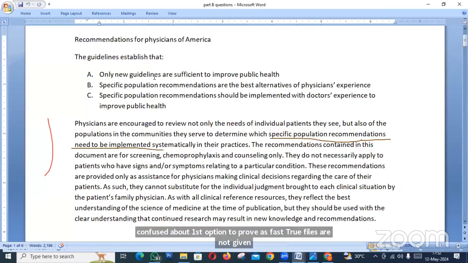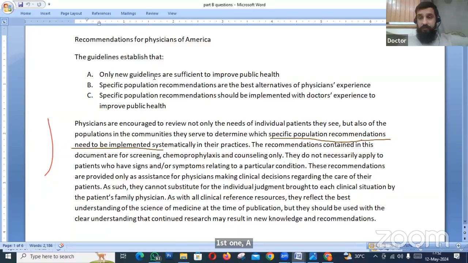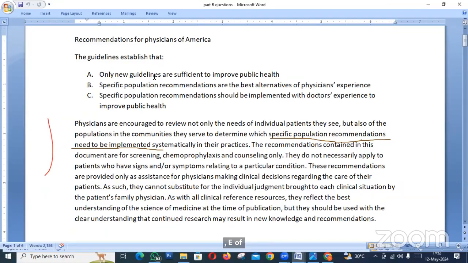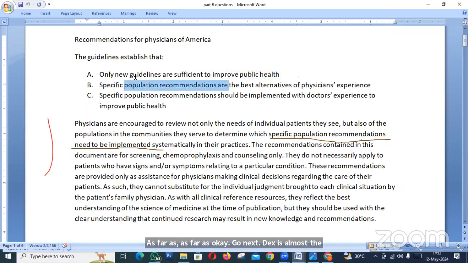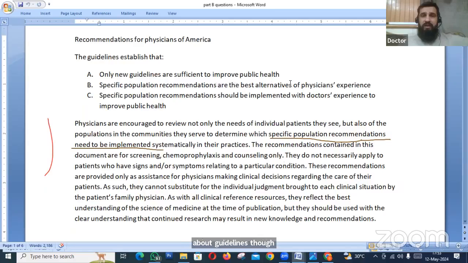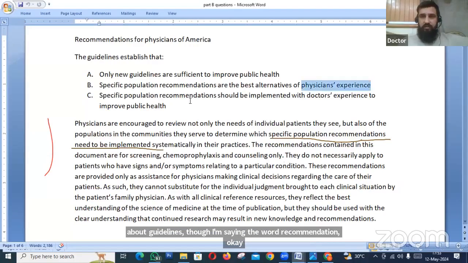Which one, sorry? First one, option A. A is false, I think. Is false. Okay. Next is almost the same place, specific population recommendations. So instead of now asking about guidelines, now I'm saying the word recommendations. Specific population recommendations are the best alternative for physicians' experience. Okay. False. So is false.